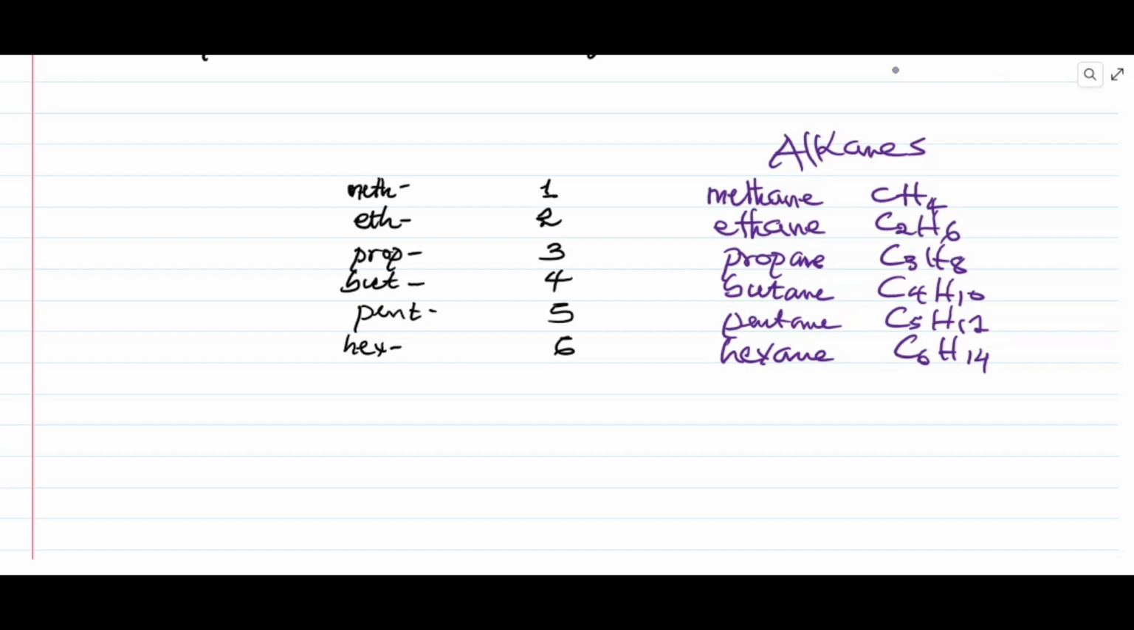So in the next series, we are going to look at the formula of these compounds. How do we show the formula of those compounds? We'll look at that in the next series.